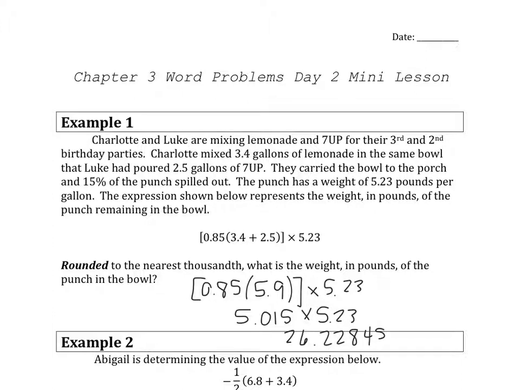And my last step here, it says round to the thousandths place. So we've got to remember our place values. So the tenths, hundredths, thousandths is the 8. And the 4, when I round this, is not going to change the 8. So it's going to stay 8. So it's going to be 26.228 pounds.